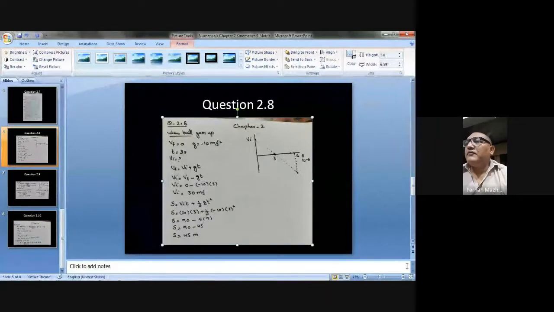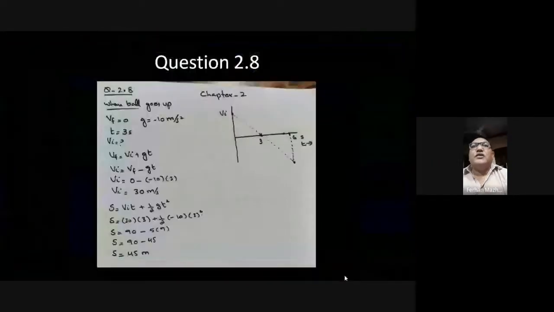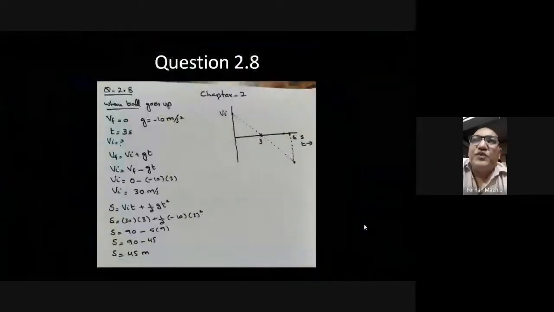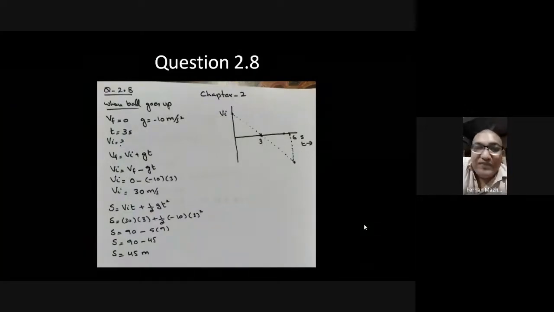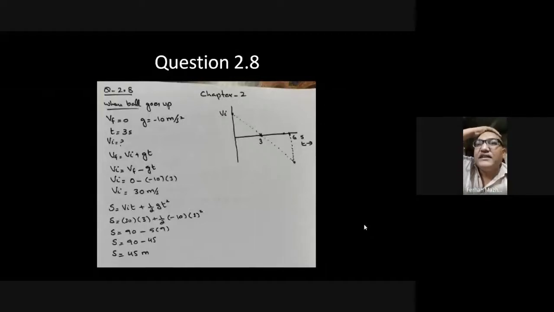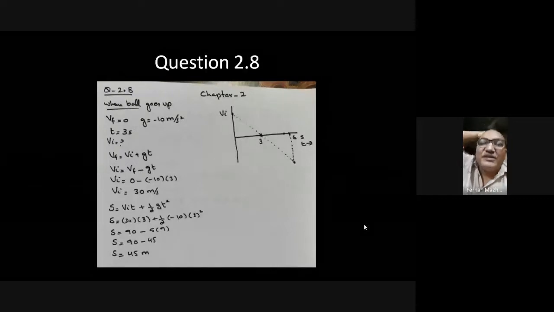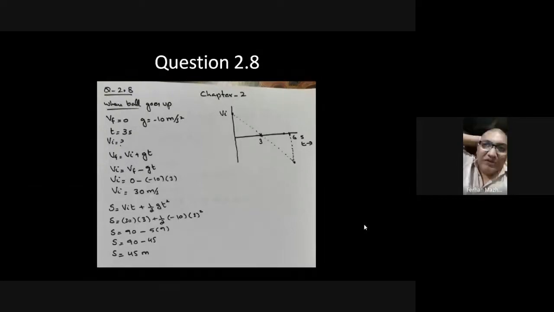Okay. Here we go. So, in the first portion of the motion, when the ball goes up, the final velocity will be zero. Initial velocity is the question. The g value, the acceleration value, will be minus 10 meter per second square, because you are going against the gravity, your speed is gradually decreasing. The time taken in going up will be 3 seconds. The question is, what will be the initial velocity?